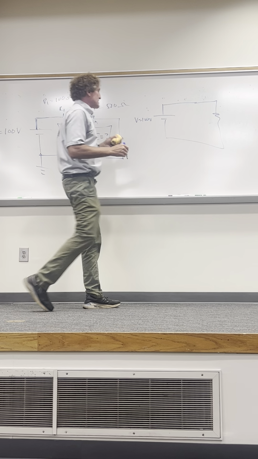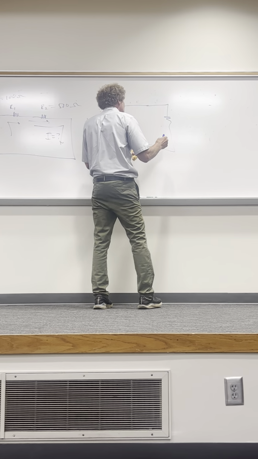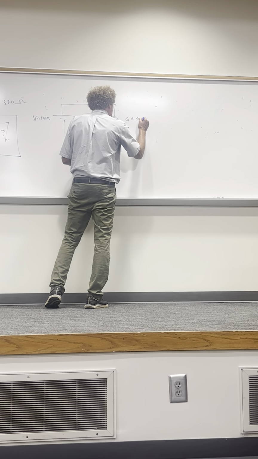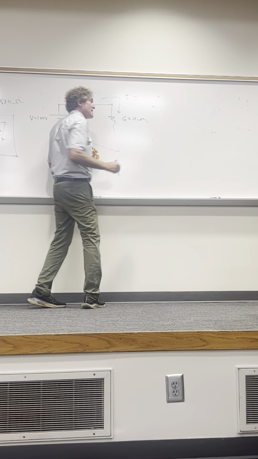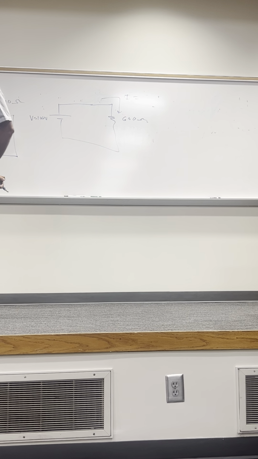All right, so this resistance is the sum of this. So that's going to be 600 ohms, right? So what's the current flowing here? I want that next. Anyone? 100 over 600, or 1/6, right? Of an amp.